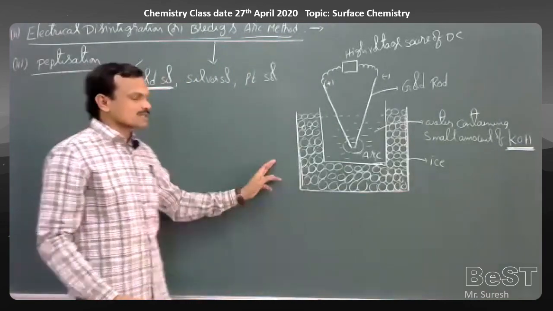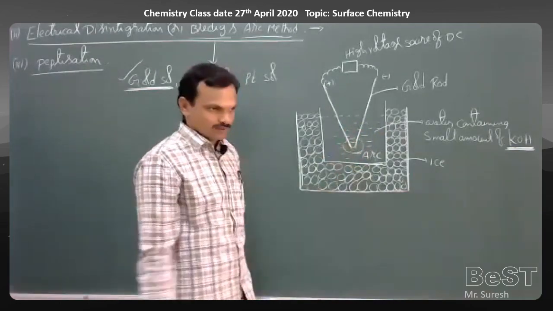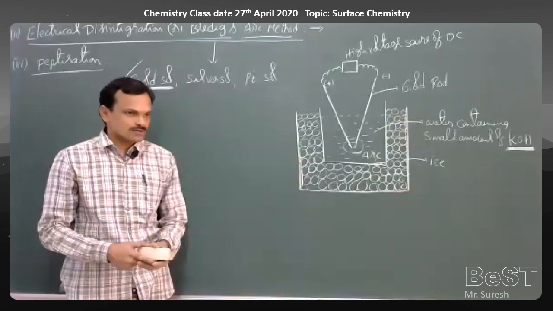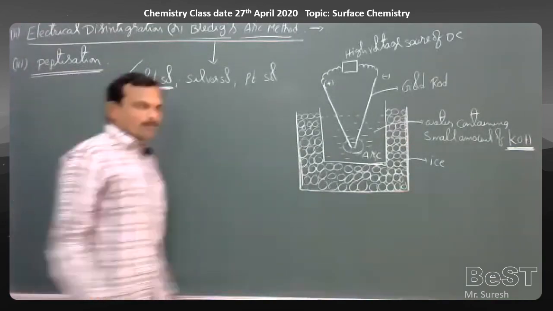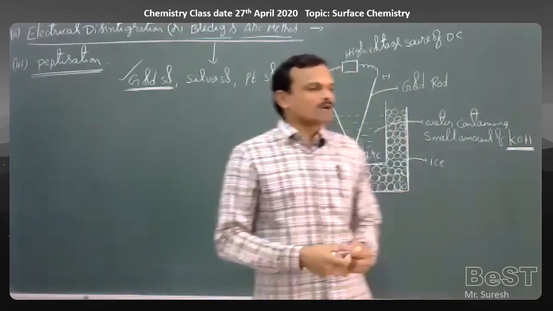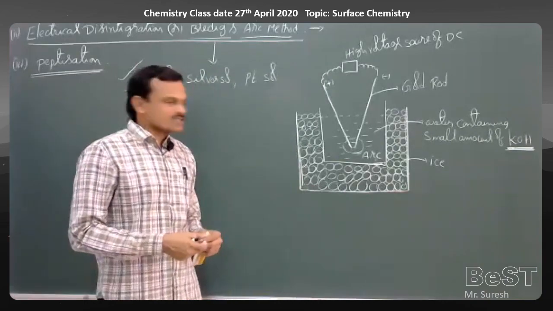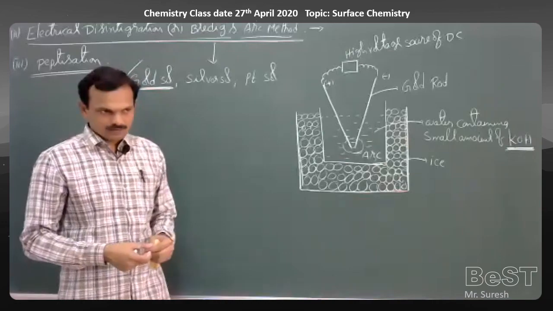So in this process, dispersion as well as condensation, both processes are involved. This is the second method of preparation of colloidal solution. Now come to the third one, peptidization. See, peptidization is nothing but the process of conversion of freshly prepared precipitate into a colloidal solution.